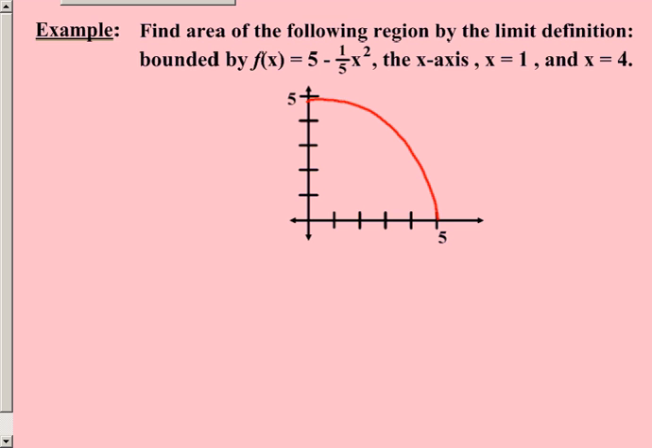There is the parabola. Again, it was vertical shifted 5 units, so it's up at positive 5. It is upside down, so it's traveling downward rather than upward. And we're going to restrict it from 1 to 4 on the x-axis as well as the x-axis. So that's going to be our area that we're actually looking for shown there.